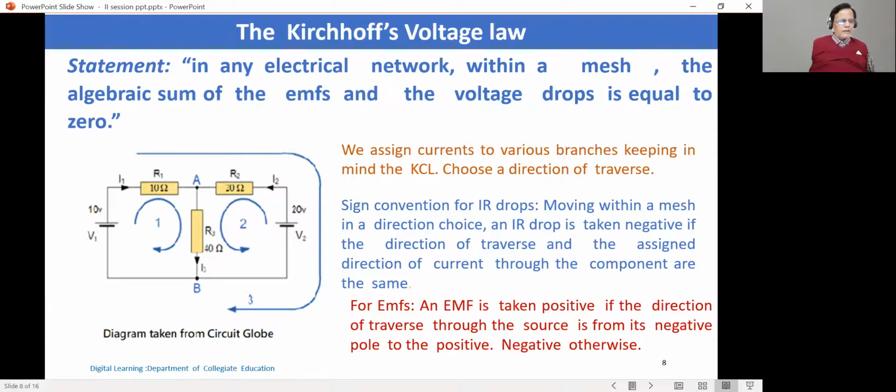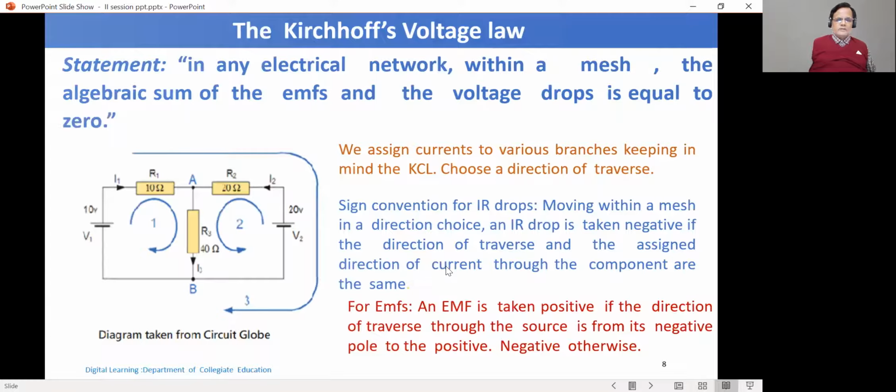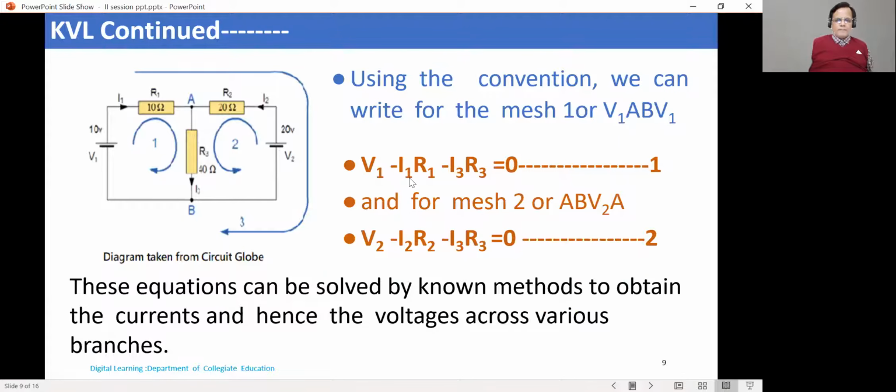Then from B we move towards the battery V1. We pass through the battery from its negative pole to the positive. It's an increase in voltage, so taken with a positive sign. So as far as the mesh 1 is concerned, the equation will be V1 minus I1 R1 minus I3 R3 is equal to 0.